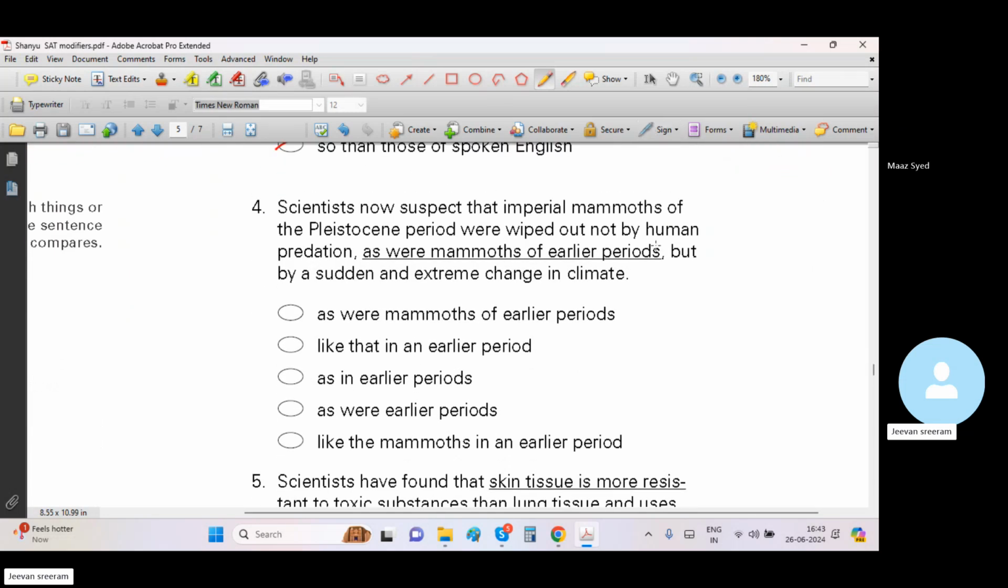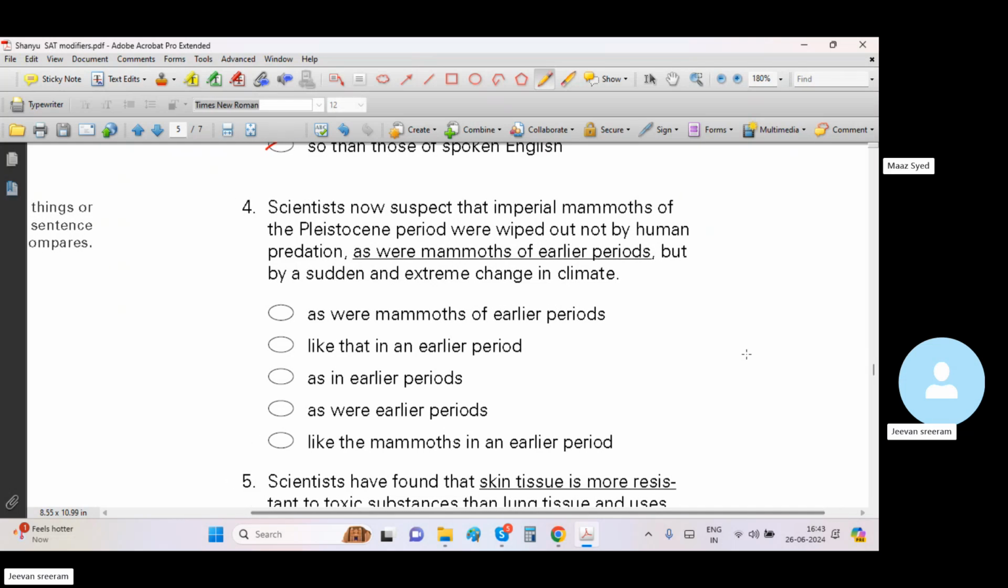How about this? Comparison between verbs. D. Let's see. Scientists now suspect the imperial mammoths of the Pleistocene period were wiped out not by human predation, as were mammoths of the earlier period, but by sudden and extreme change in the climate. It gives a sense that these imperial mammoths were wiped out.